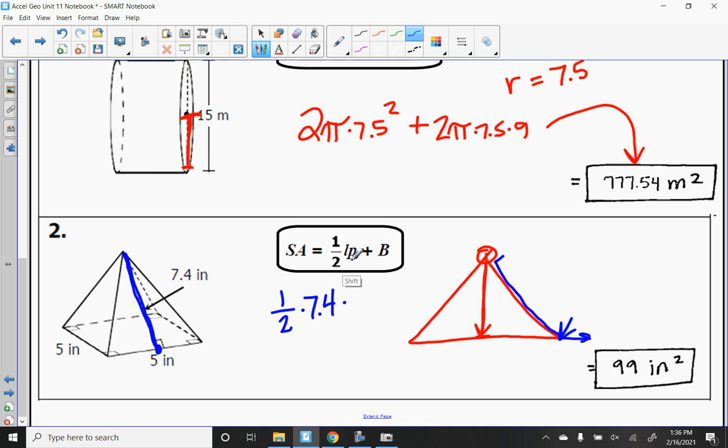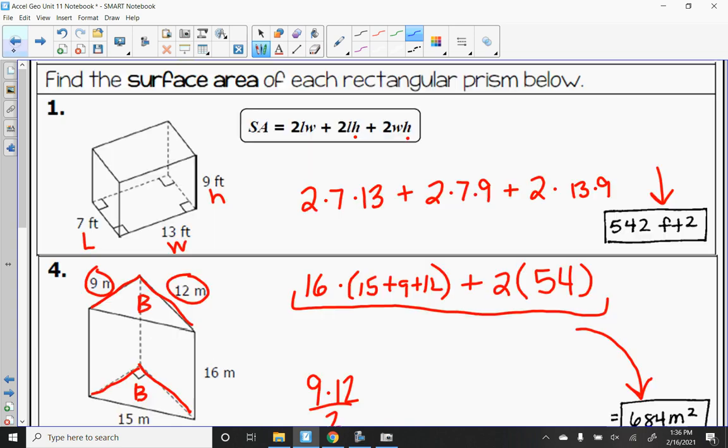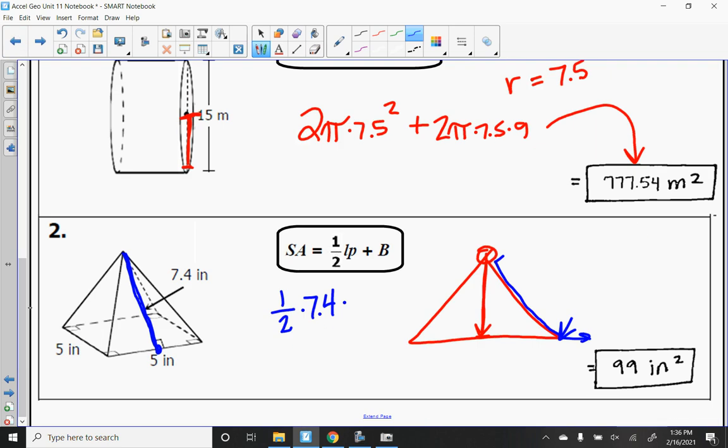Now P is the perimeter of the base. The base that it's sitting on looks to be a square. So here's the square that it's sitting on, and it's 5 by 5. So that means it has 4 sides of 5. So we're going to say the perimeter is 20 because we have to add them.